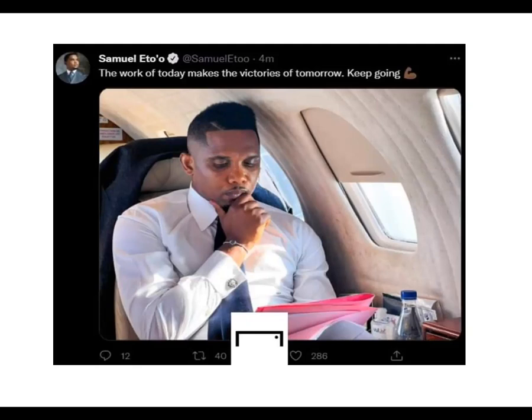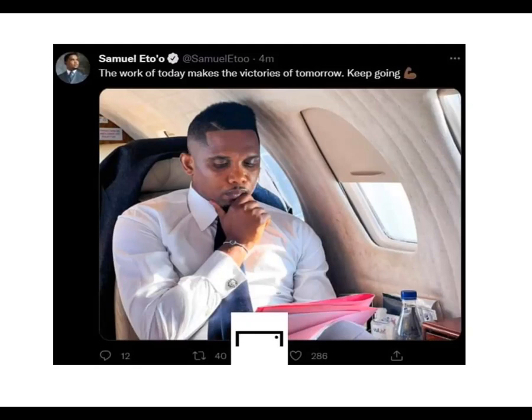Right after Cameroon lost to Algeria yesterday, Friday, Eto'o took to his Twitter handle to say this, and that is what I'm interested in. This was what Eto'o said: the work of today makes the victories of tomorrow. Keep going. This was his message on Twitter. Samuel Eto'o is the one saying this.